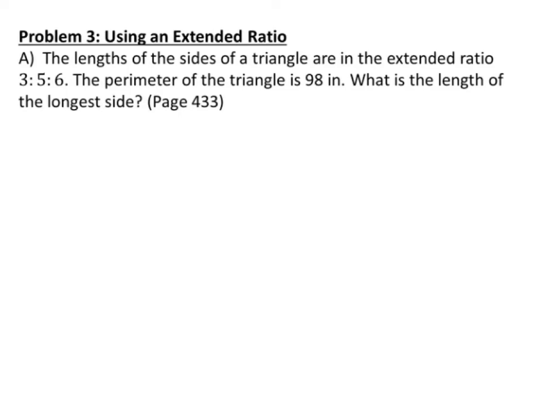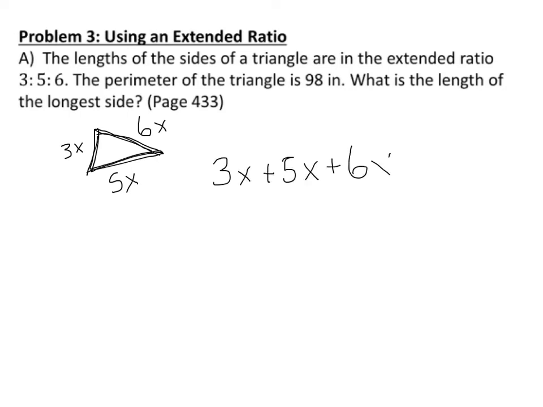The lengths of the sides of a triangle are in the extended ratio 3 to 5 to 6, which means there's some x that these side lengths were reduced by. The perimeter of the triangle is 98 inches. So perimeter is the length of all of the sides. So we're going to add up our three sides, 3x plus 5x plus 6x equals 98 inches. And we want to find out what is the length of the longest side.